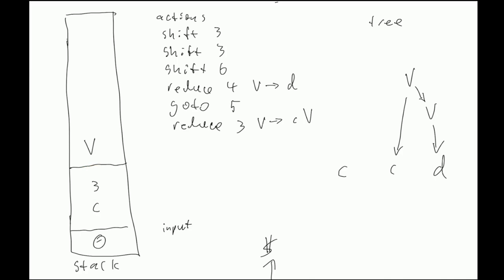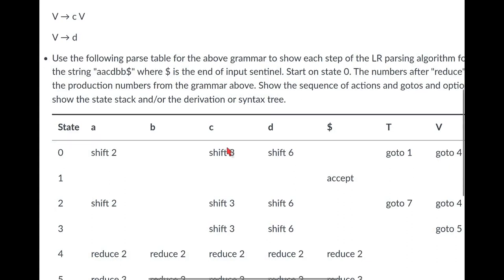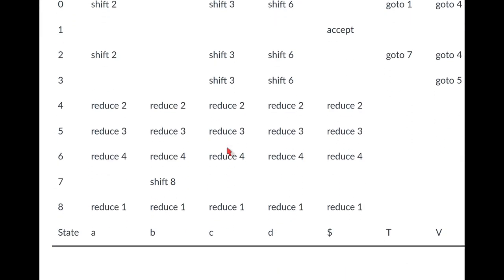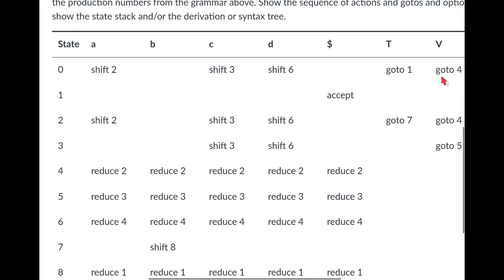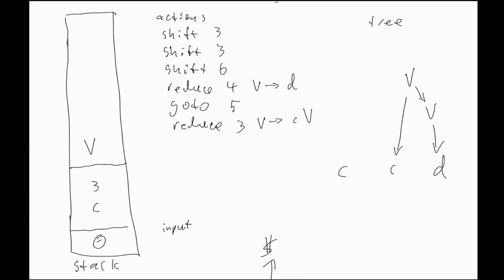Okay, so after reduce, we now have our non-terminal symbol on the stack, and we know what state we were in previously. We go back to that state. And so how do we know what state to go to next? We look at the go-to table. So we're in state 3 now, and we've seen V. So we go to 5 again. So our action is go to 5. And so go to is just the state transition table for non-terminals. And that puts us in state 5.